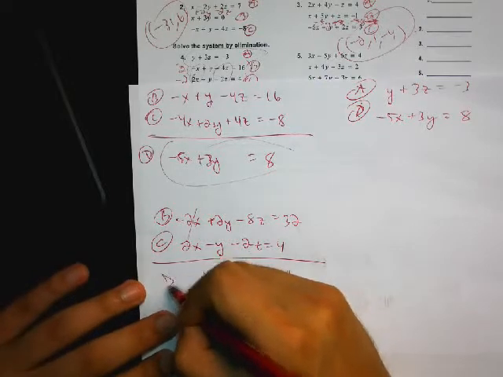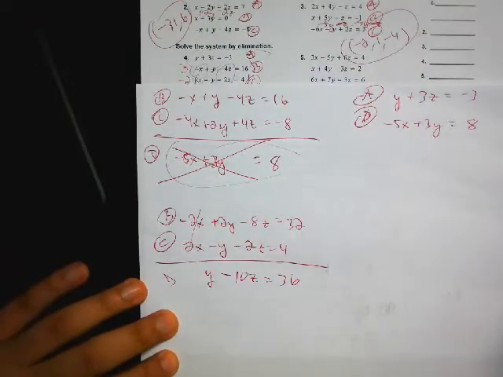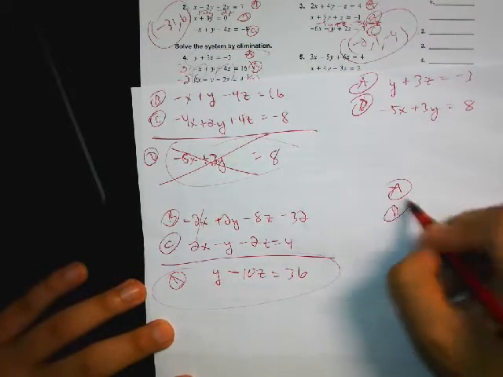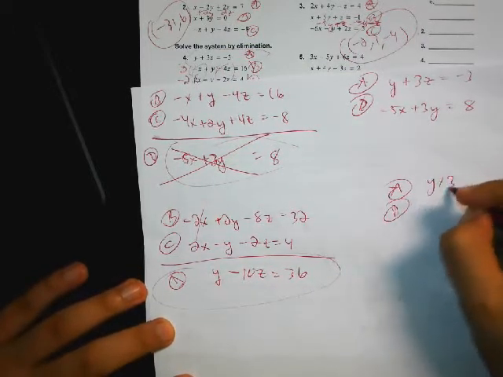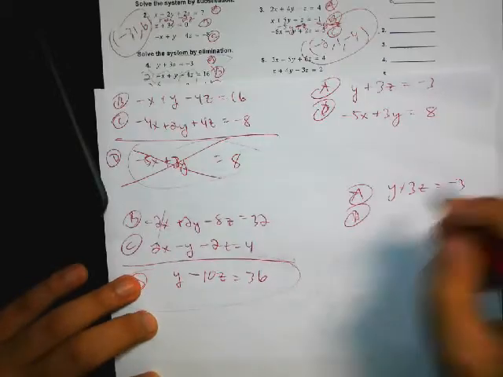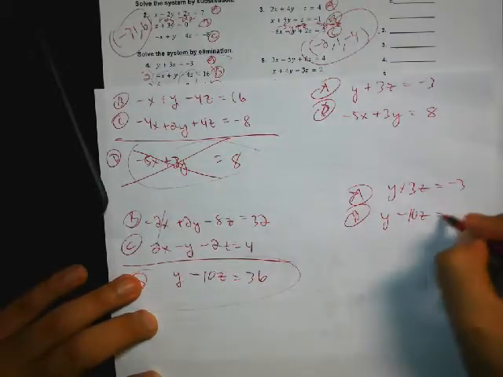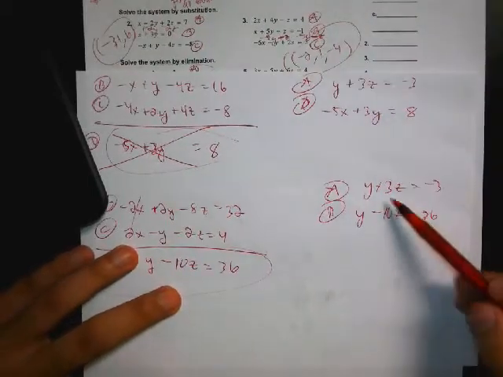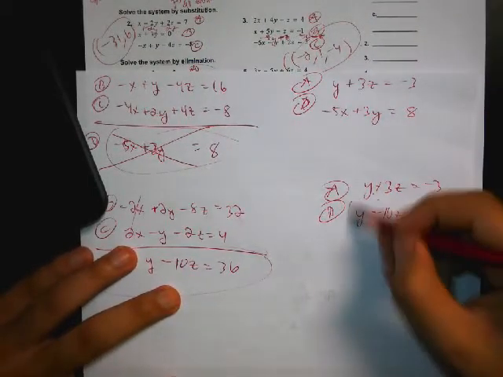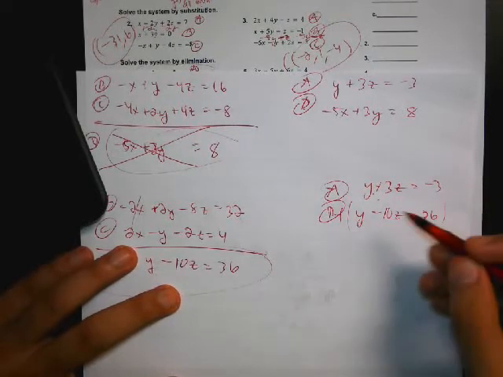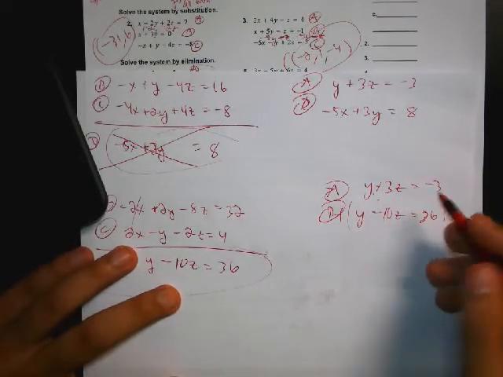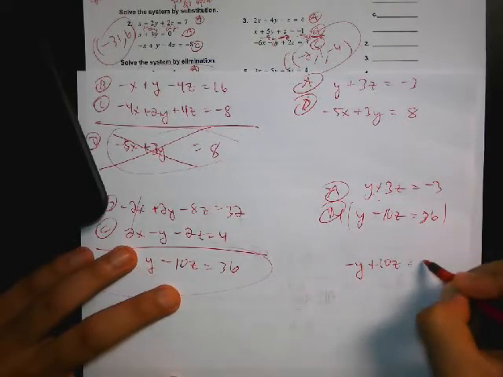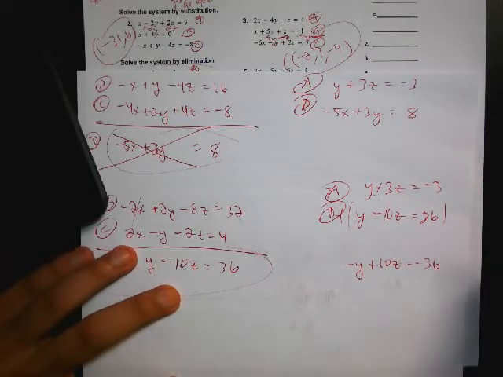And now I'm looking at this one. This one was not correct. Now I'm looking at D here and A. I'm going to eliminate my y. So the bottom one I'm going to multiply by negative 1. And I get negative y plus 10z equals negative 36.